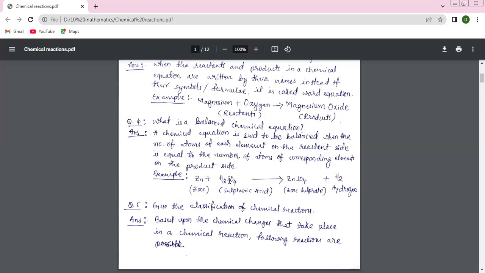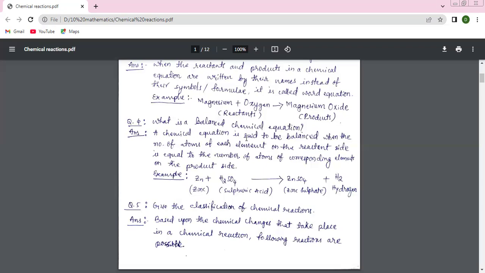And here, one sulfur atom is there. Here also one sulfur is there. They are also equal. And oxygen, here four atoms are there, and here also four atoms are there. So they are also equal. So hence, every element has the same number of atoms on the reactant side as well as the product side, and hence it is an example of a balanced chemical equation.